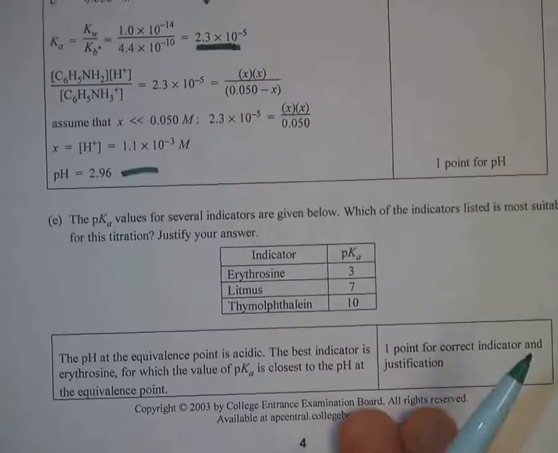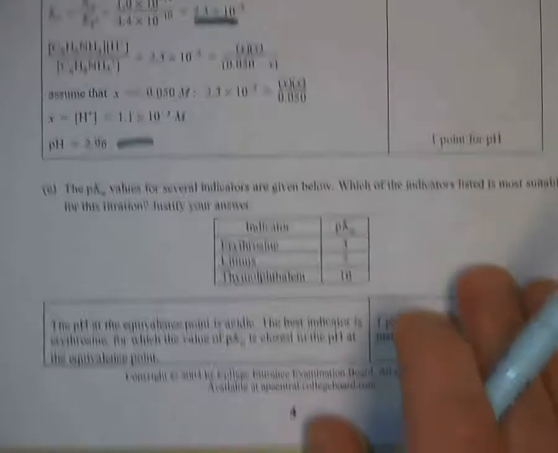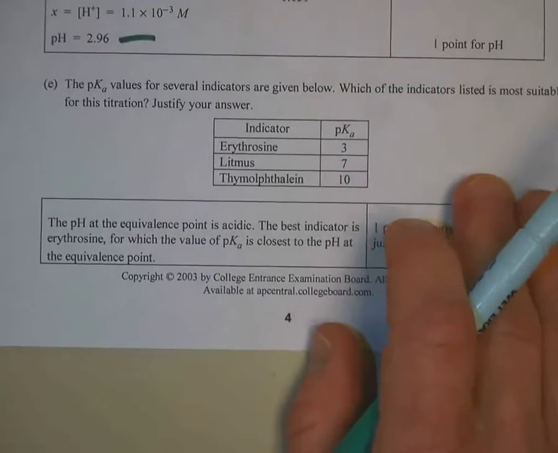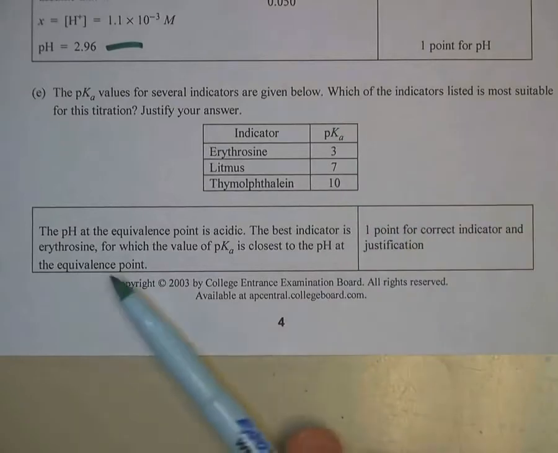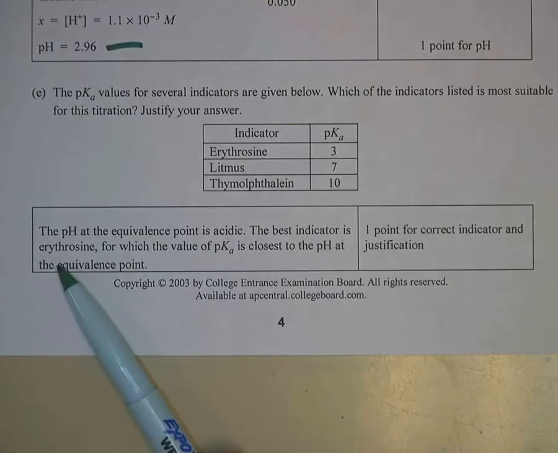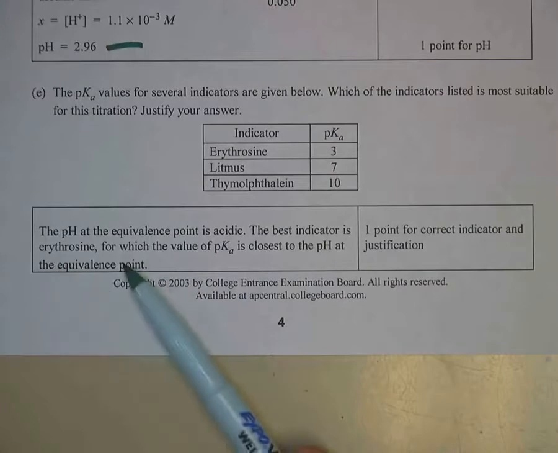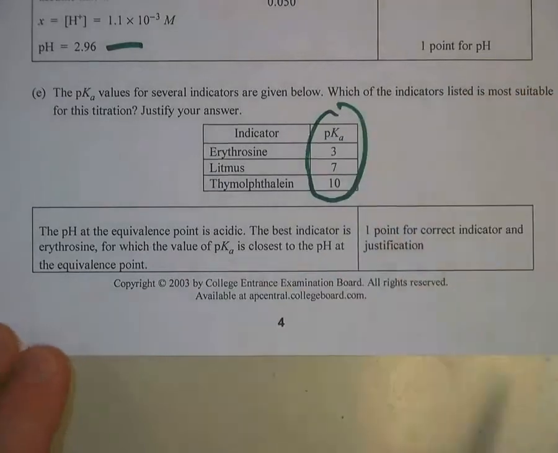The pKa values of several indicators are given below. Which indicators are most suitable for the titration? Justify your answer. Now, if they give you a list of indicators with their pKa values, the pH at the equivalence point is acidic. The best indicator is erythrosine, for which the value of pKa is closest to the pH at the equivalence point. Pick one whose pKa is close to the pH.